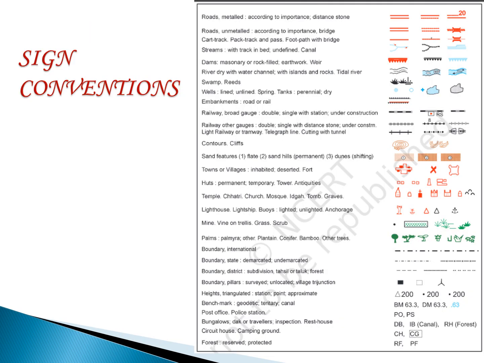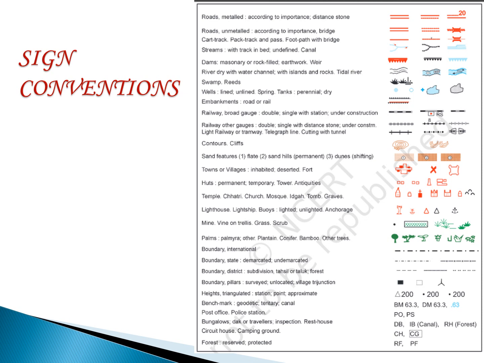So in this slide, you can see the sign conventions which are represented on a topo sheet. Like in the previous topo sheet, I have shown you the index or sign convention, so that same portion I have added here. So roads, these are the different symbols for different types of roads. Unmetalled, metalled roads, then roads with bridges, cart track, footpaths, all these symbols are used here.